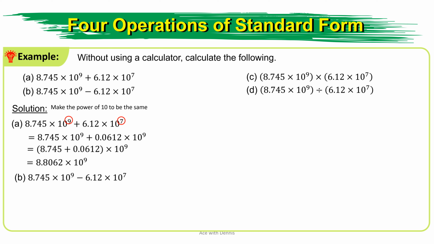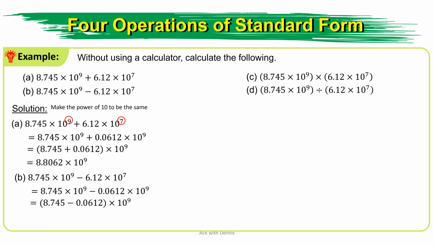Similarly, for the operation of subtraction, B, 8.745 times 10 to the power of 9 minus 6.12 times 10 to the power of 7. So again, we need to make sure that the power of 10 is the same. So for this case, we change the 10 to the power of 7 to 10 to the power of 9, and we get 8.745 times 10 to the power of 9 minus 0.0612 times 10 to the power of 9.